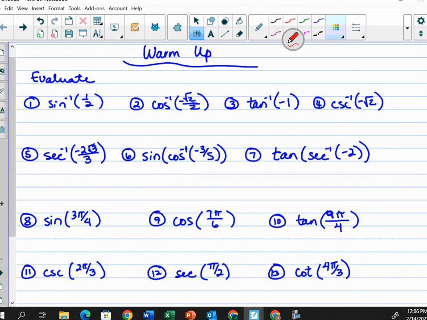Okay, guys, first one, inverse here. This is what we did last class. Remember, you're thinking restricted part of the circle. So inverse sine of 1/2, that's the right side of the circle. What is it? Pi over 6.